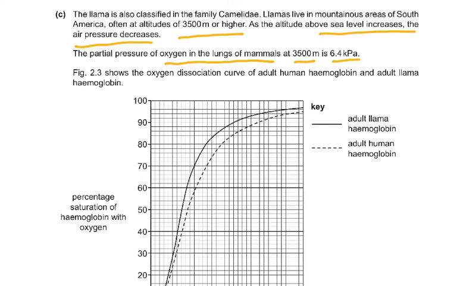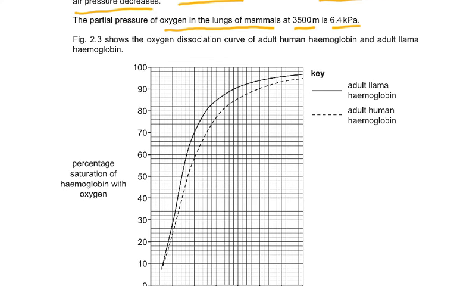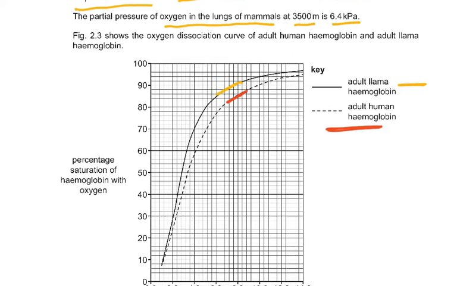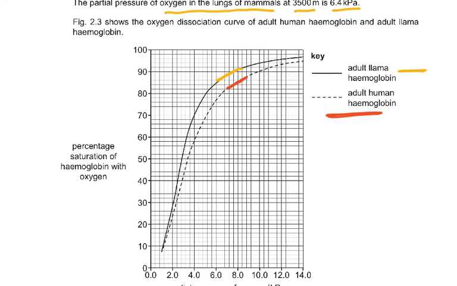Figure 2.3 shows the oxygen dissociation curve of adult human hemoglobin and adult llama hemoglobin. So we've got the adult llama hemoglobin, which is this one, and we've got the adult human hemoglobin, which is this one. Now you can see then, how do you see it? At any point, just see their oxygen saturation. Let's see it at 4. The human is nearly 58 or something like this. At 4 kilopascals, this is nearly 70.